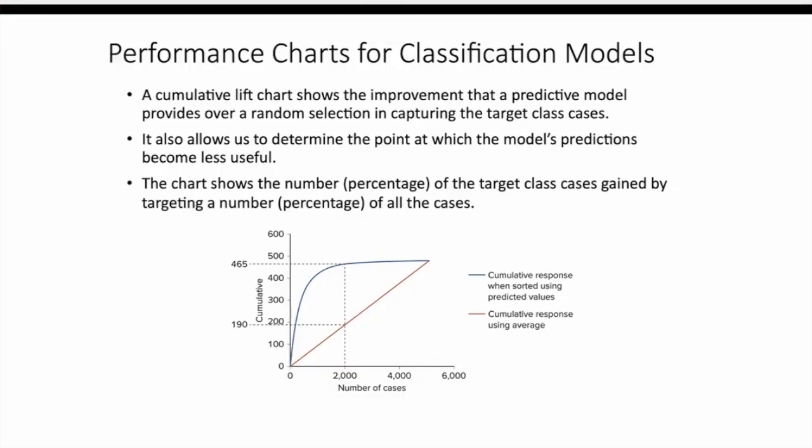And here, the cumulative lift chart shows that when you select 2,000 observations, the model provides a lift of what? Divide this over this, what do we get? We get about 2.5.